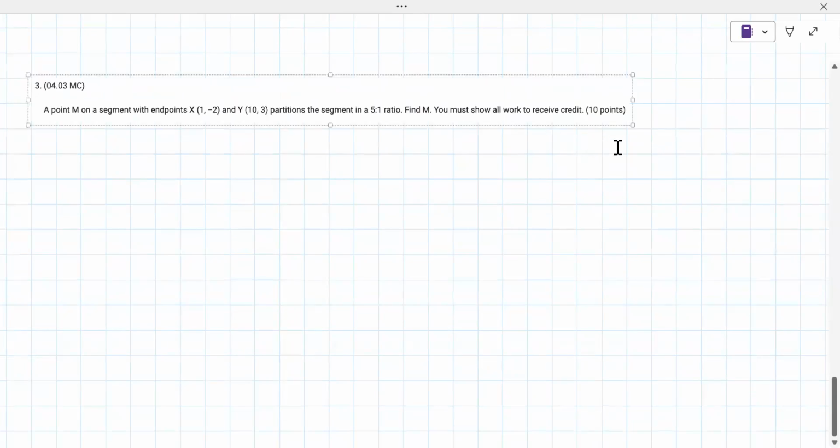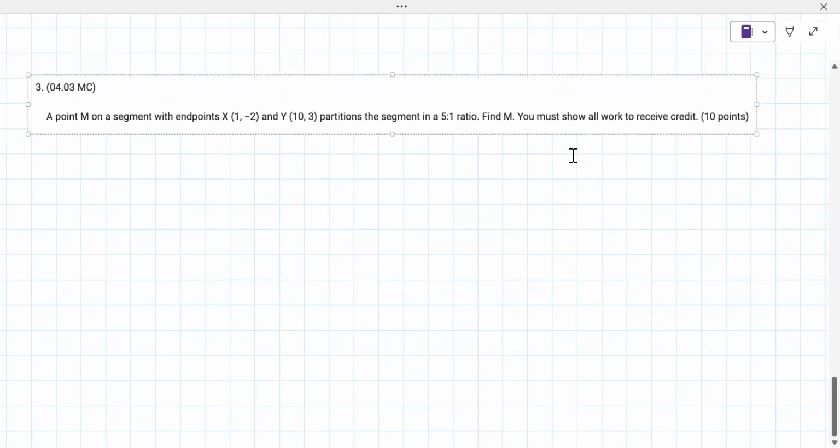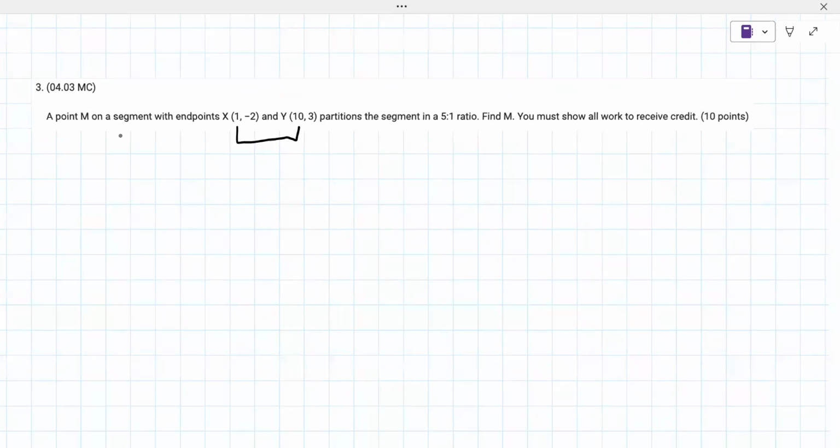All right, a point M on a segment with endpoints X and Y partitions the segment in a 5:1 ratio. You must show all work to receive credit. So we talked about the X values. We have to find the distance between them. It's 10 minus 1, or 9. You want to start by organizing everything for X that we're doing here.